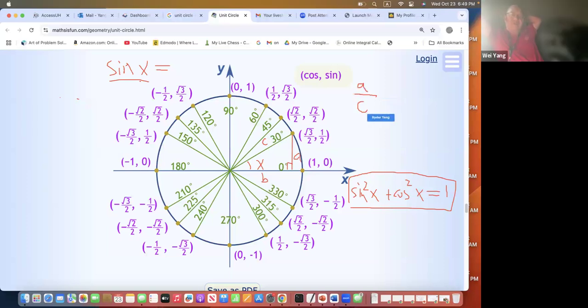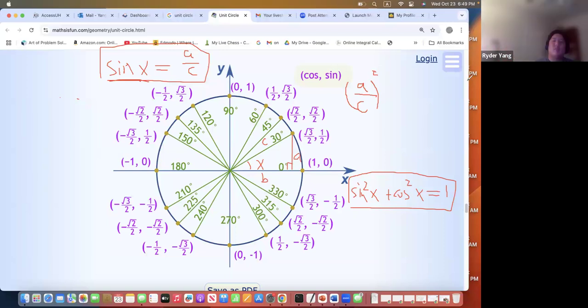Sin x equals what? Opposite over hypotenuse, so A over C. Then you write sin x equals A over C. Do you think we can generally write sin x equals this? Can this represent any angle? For any angle, the sin of that angle equals opposite over hypotenuse. Is that true, right? Okay, then can you write cosine x equals what? Also use A, B, C to represent.